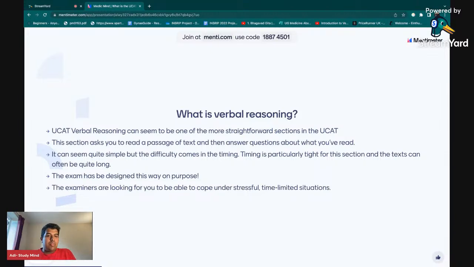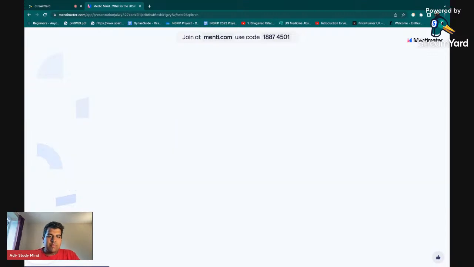It can seem quite simple, but as with every other section in the UCAT, the problem comes with timing. Timing is particularly tight for this section, and the text can often be quite long, and it's designed that way on purpose. It tests whether you can go through plenty of text and come up with an answer in a short period of time, and how you work under time pressure. But there's nothing you can't improve on with good practice and good technique. So the examiners are trying to see how you cope under these stressful, time-limited situations.